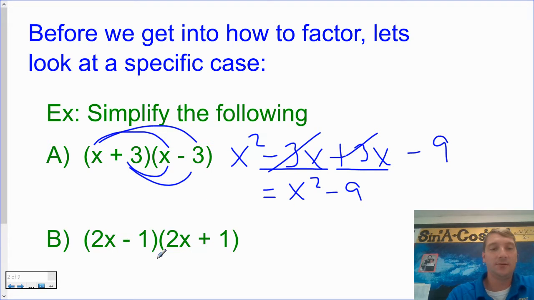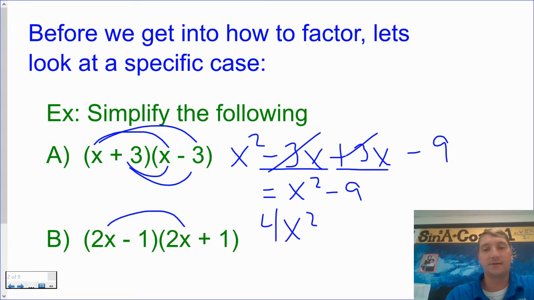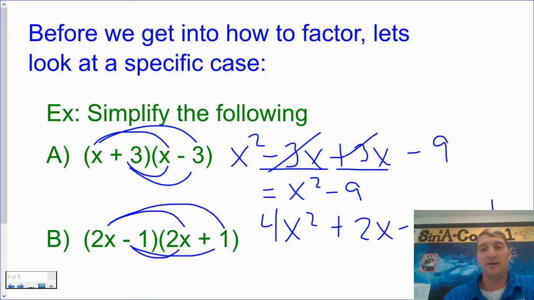Next over here, I've got 2x times 2x, so that's going to give you 4x squared, because 2 times 2 is 4, x times x is x squared. 2x times a plus 1, 2 times 1 is 2, so I'll bring the x down. And then negative 1 times 2x, that's a negative 2x, and then negative 1 times 1, that would give me a negative 1. Middle terms again cancel out, and that would give me 4x squared minus 1.